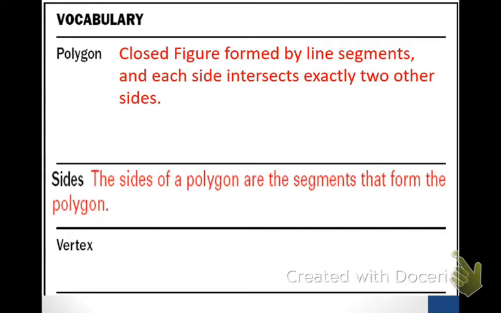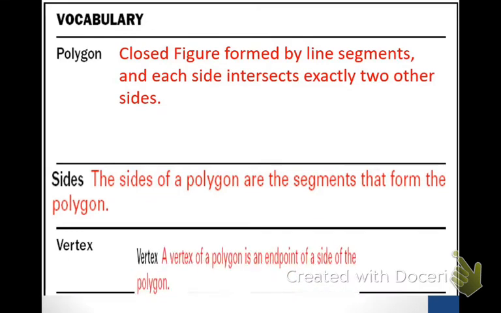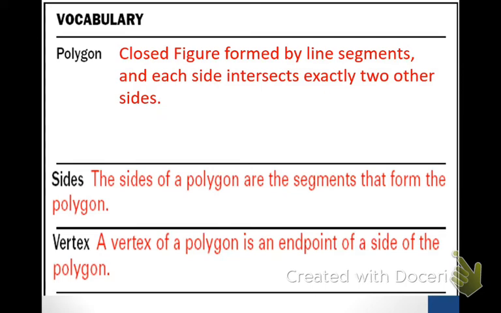Sides are line segments, and a vertex, which is said vertices when it's plural. The vertices are the corners. So that's all I want you to write. The vertices are the corners. Okay. So of your shape, the corners, those are your vertices. Vertices is plural for vertex. Okay. So a vertex of a polygon is an endpoint of a side of the polygon.